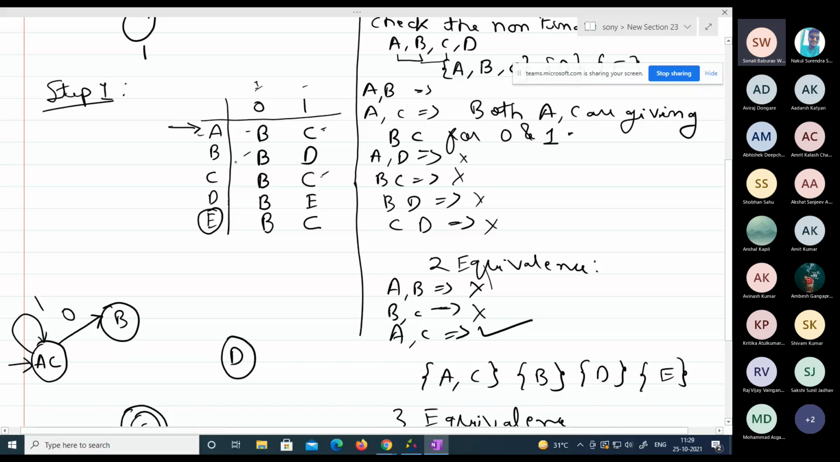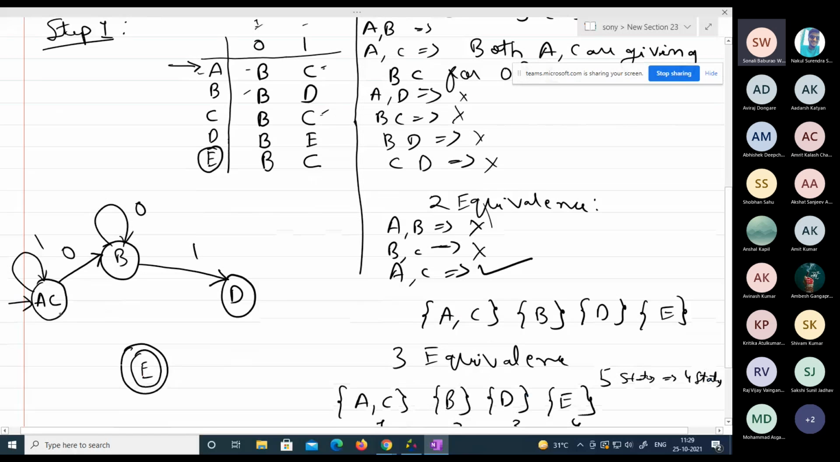Now B gives 0 to B, so I'll draw that. B gives 1 to D, so I'll show that also. C gives 0 to B, that's already there. C gives 1 to C, that also I have already shown.